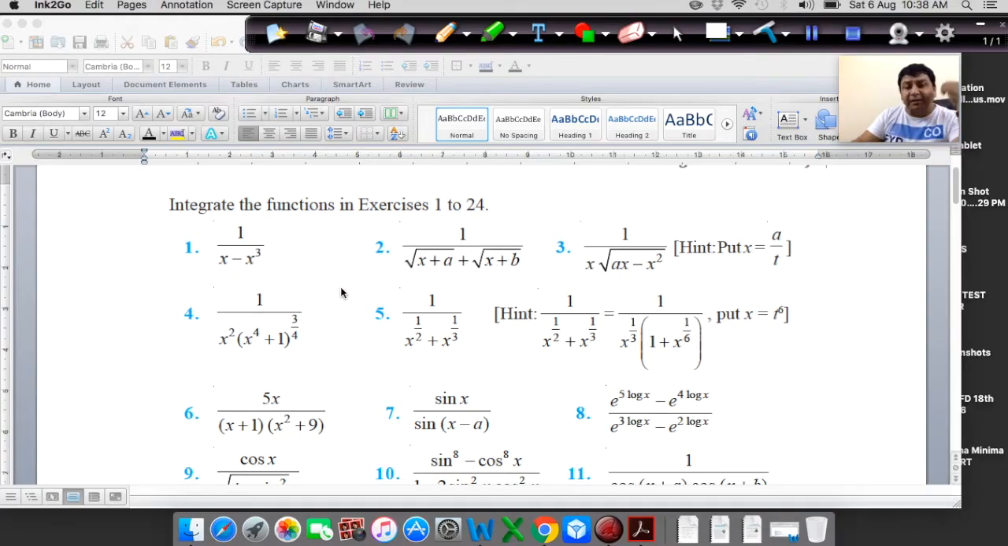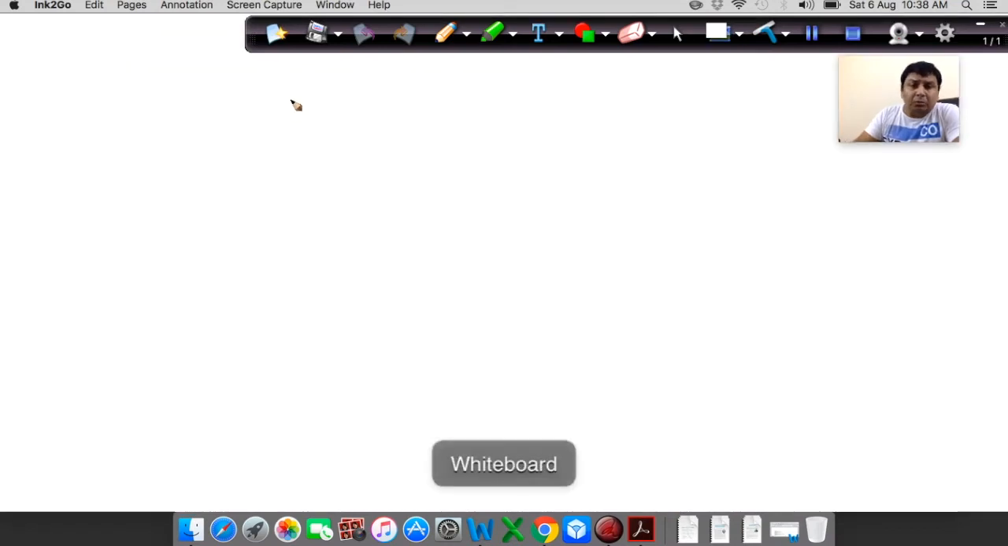We'll be doing the miscellaneous worksheet today, which contains all the sums from miscellaneous. So let's start with the first one: 1 upon x minus x cube, to be integrated.